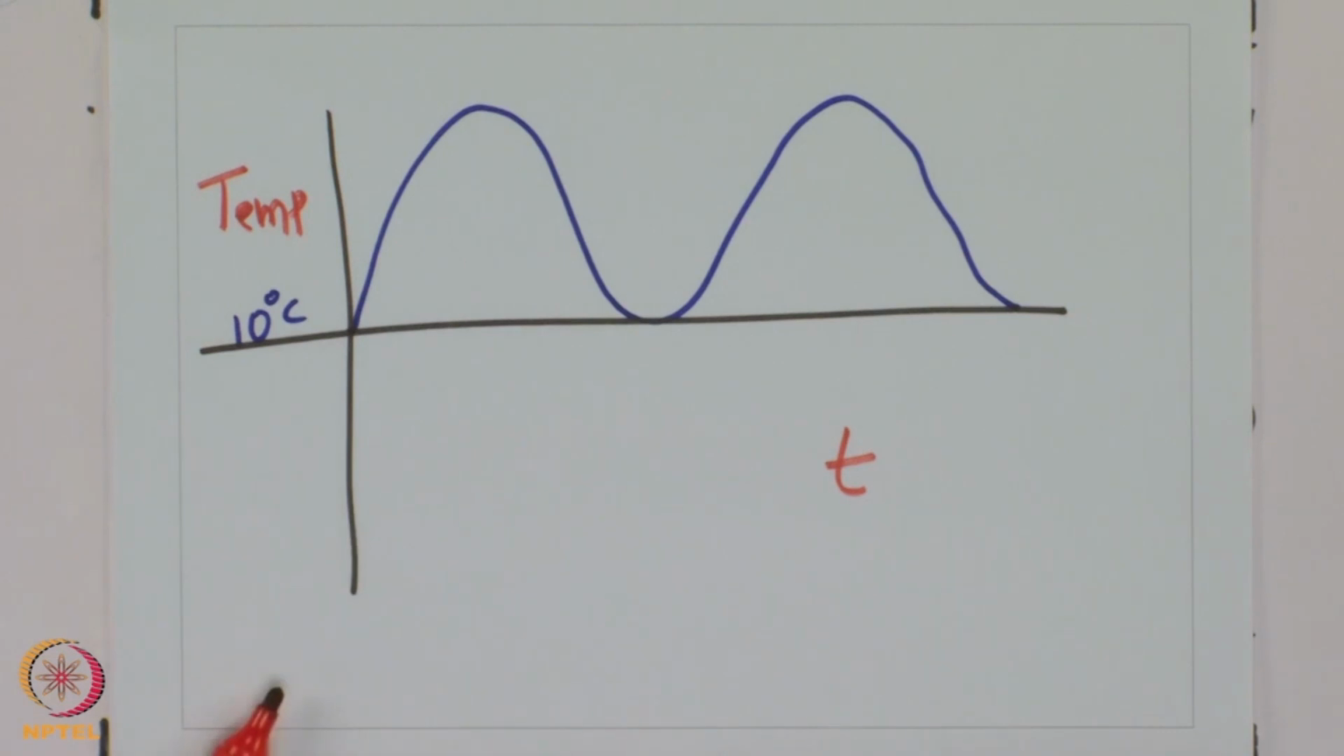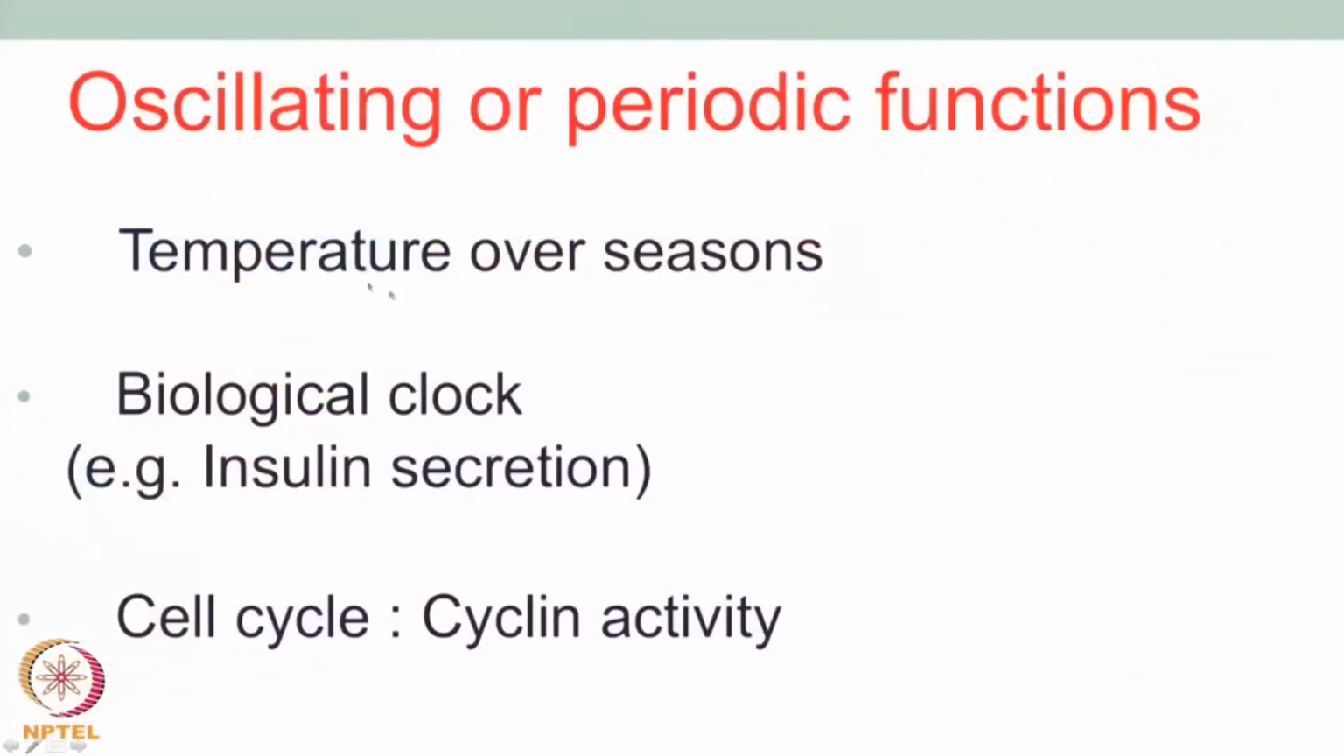In the up north, this could be 0 or even negative. So this is how the temperature might look like. This is some guess plot. I urge you to take some data and plot temperature versus time and see how it looks like. So temperature is one example where we will have things oscillating with time.